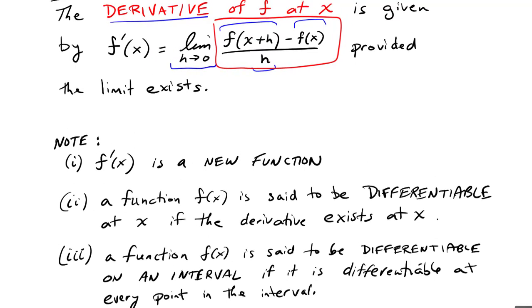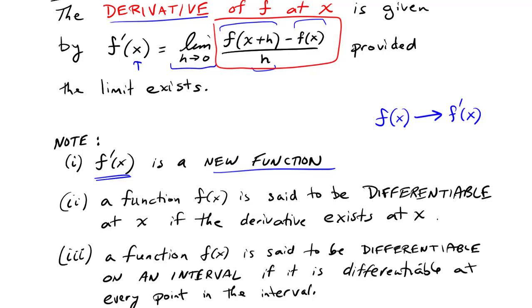So let's mention a few other things. Notice that f prime of x is actually a new function. All right, we had a function f of x, and then we've gone to another function f prime of x. So we come up with a new function. So it's interesting that we start with a function, we apply this derivative, and we get a new function.